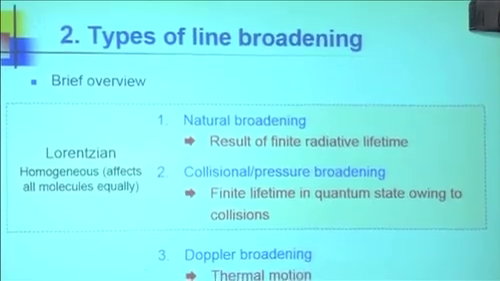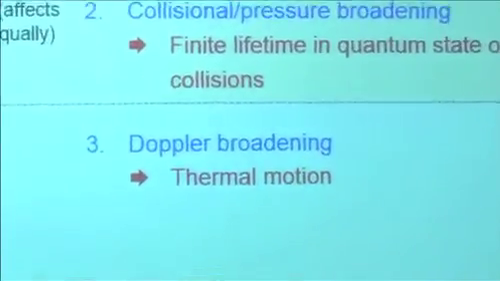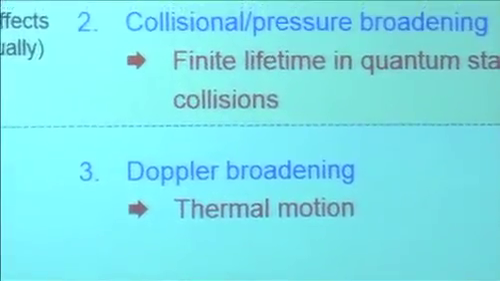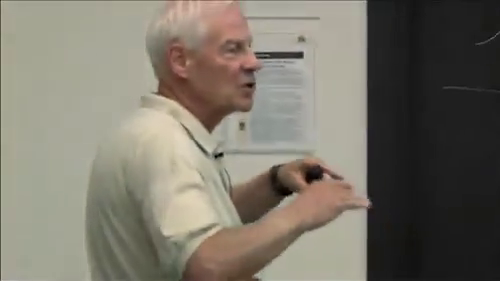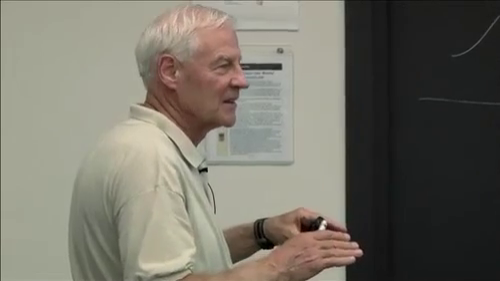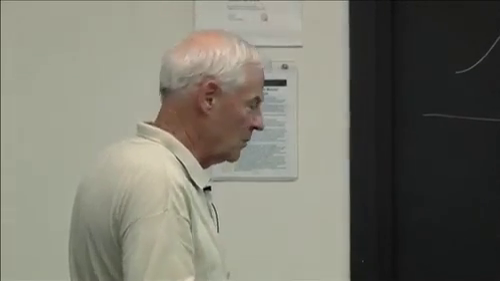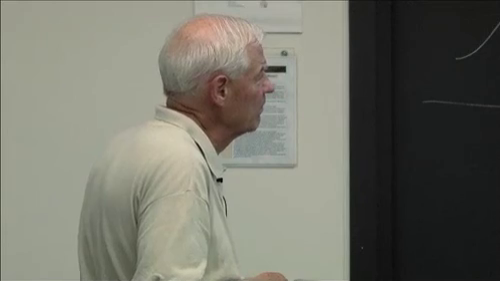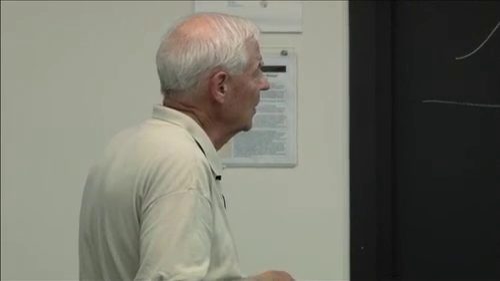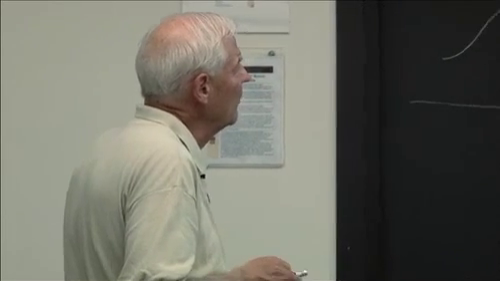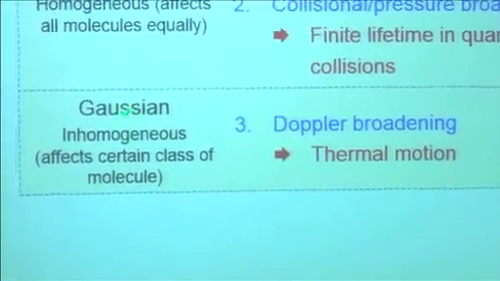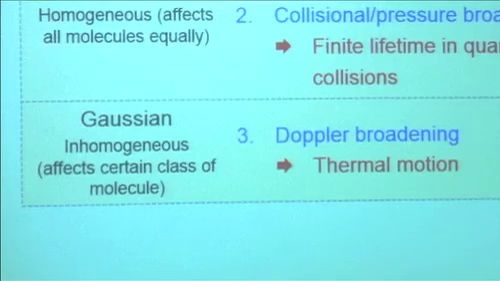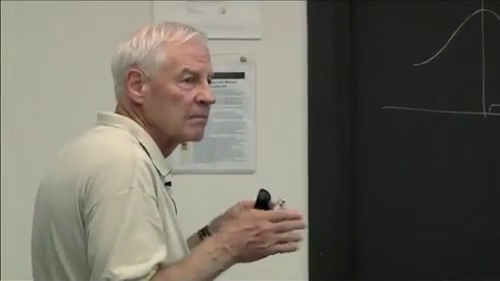The other primary type is called Doppler broadening, and this is associated with thermal motion. The Maxwellian velocity distribution is Gaussian. So it's no surprise that the shape of the absorption line is Gaussian. It's a manifestation of the Maxwellian velocity distribution. It's called inhomogeneous broadening because it affects different classes of molecules, that is, different speed classes, differently.